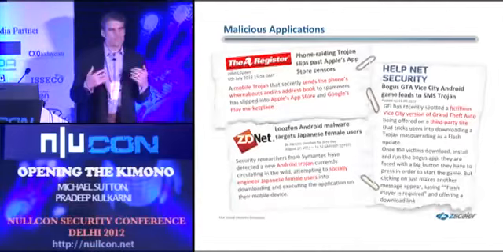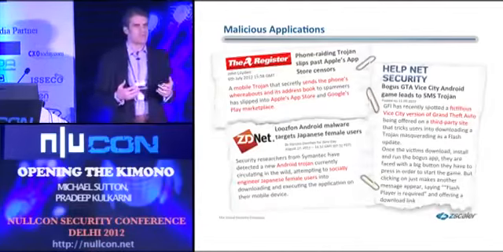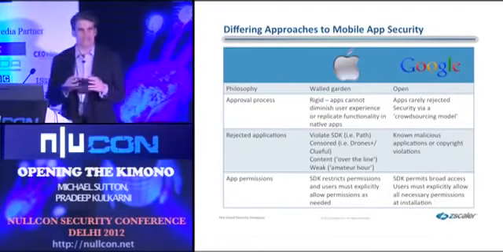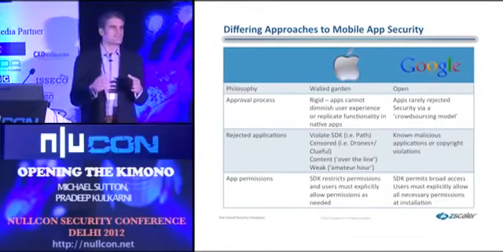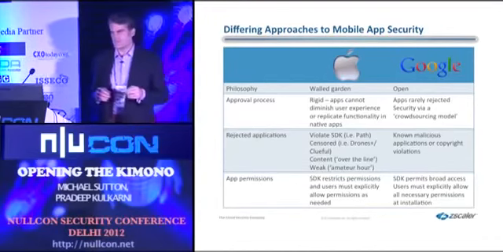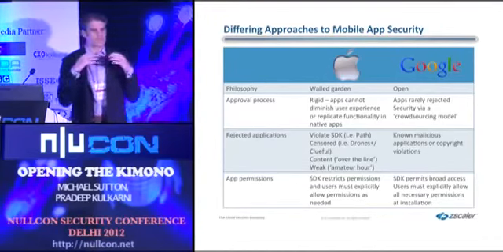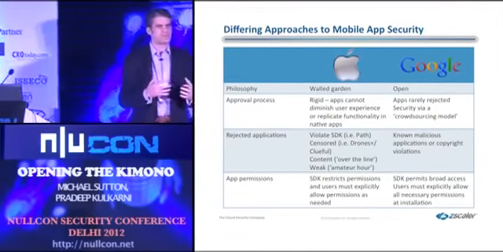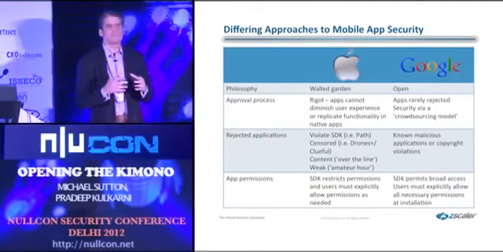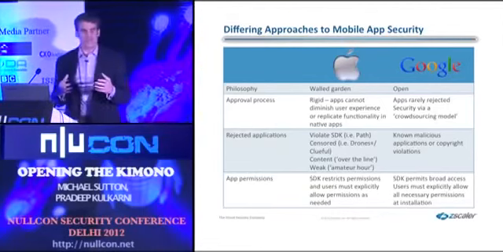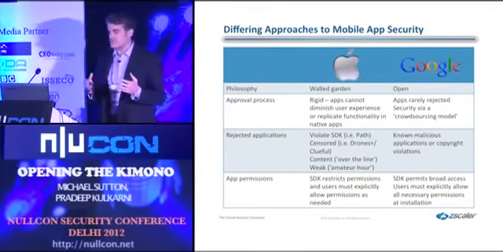Now, when it comes to mobile application security, Google and Apple have very differing philosophies. And at least in the case of Apple, their philosophy isn't really driven by security. It's driven largely by the user experience. So their approach is often referred to as a walled garden. They build a wall around this beautiful garden, and they control everything in that garden. And Apple will reject applications for a lot of different reasons.